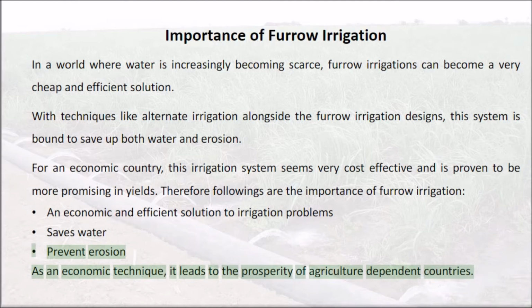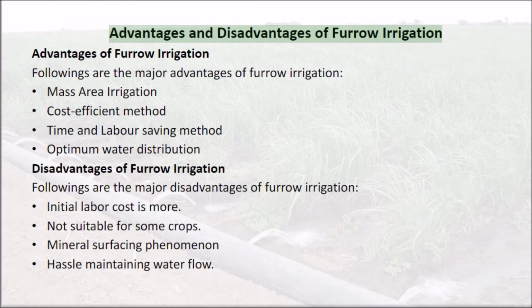Prevent erosion. As an economic technique, it leads to the prosperity of agriculture-dependent countries. Advantages and disadvantages of furrow irrigation. Advantages of furrow irrigation. Followings are the major advantages of furrow irrigation.